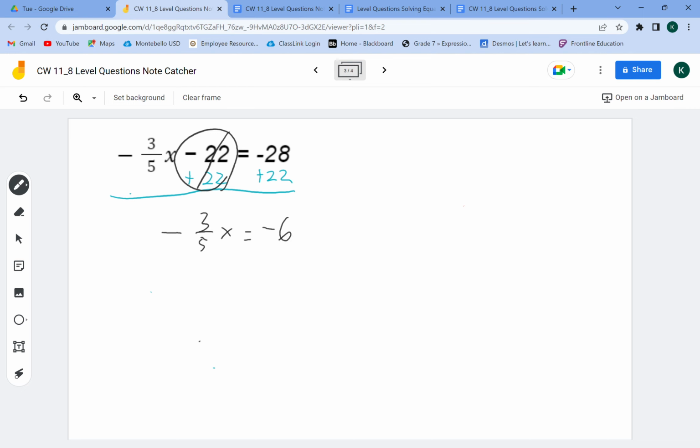Okay, now in order to do this, notice that the negative's in the middle. So we discussed before that if it's in the middle, you could decide whether you put it to the top number, which is your numerator, or the bottom number, which is your denominator. I'm going to choose to put it in the numerator, so I always like to put it on top. So right here I have negative 3 over 5x is equal to negative 6.